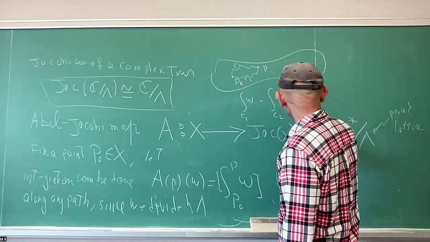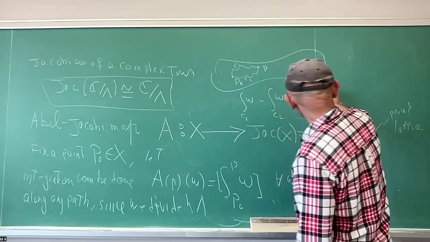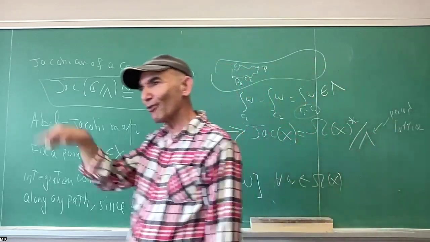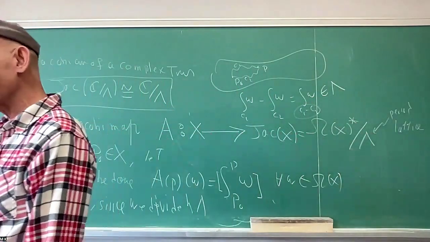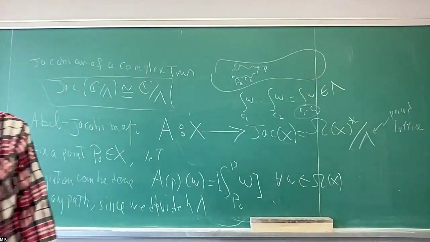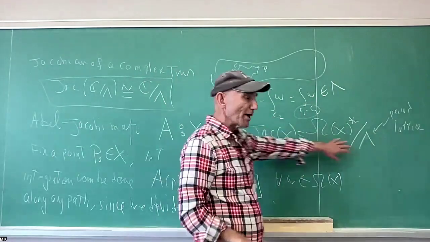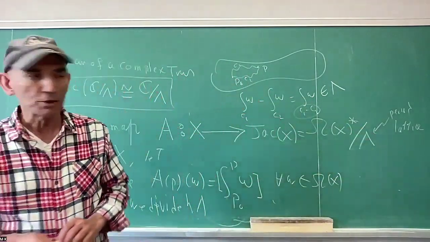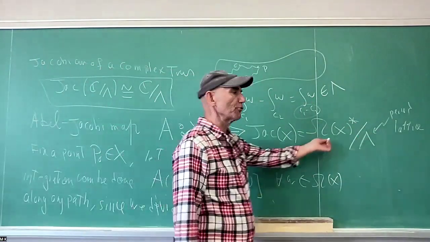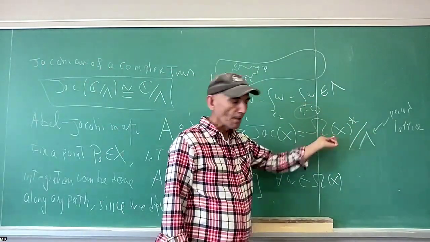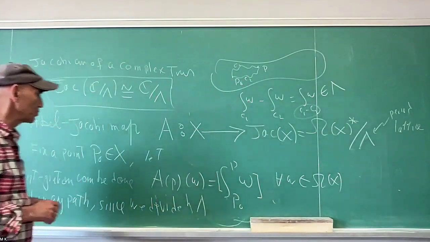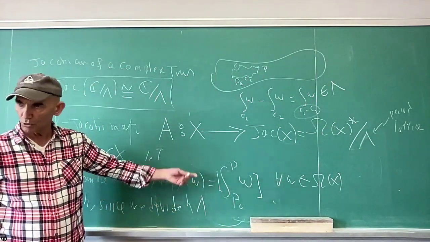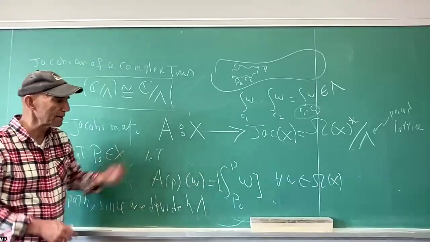Since this is a cycle, it belongs to the period lattice. We are integrating a one-form over a cycle, and this is exactly the definition of the period lattice, right? So by dividing by lambda, you're okay. No problem. But if you don't divide by lambda, of course, this is not well defined. There is still the issue of the initial point P0, which is okay. We will handle that.